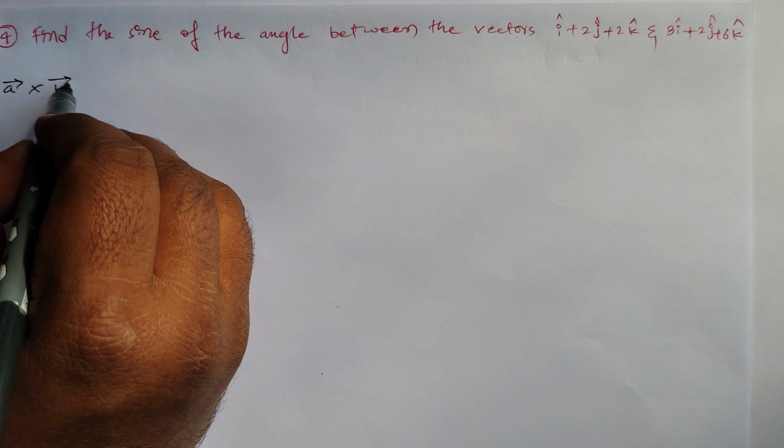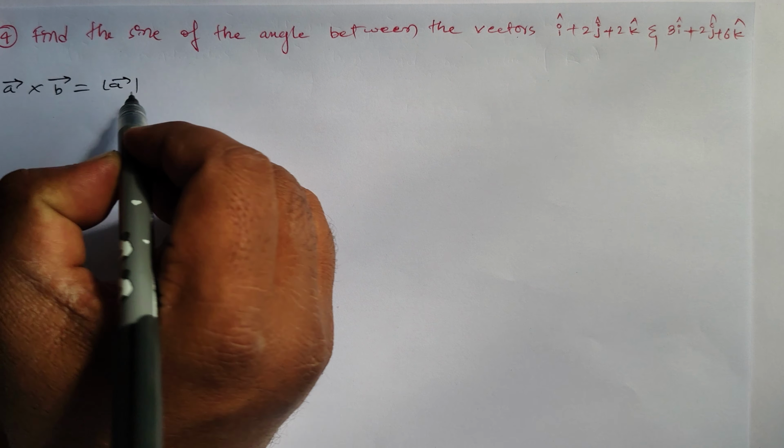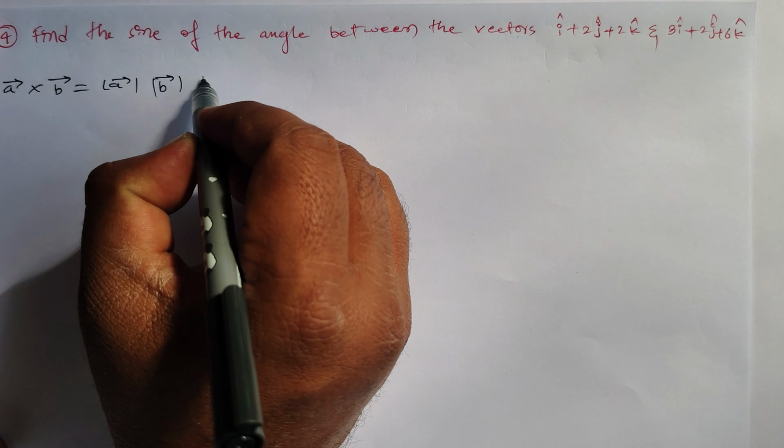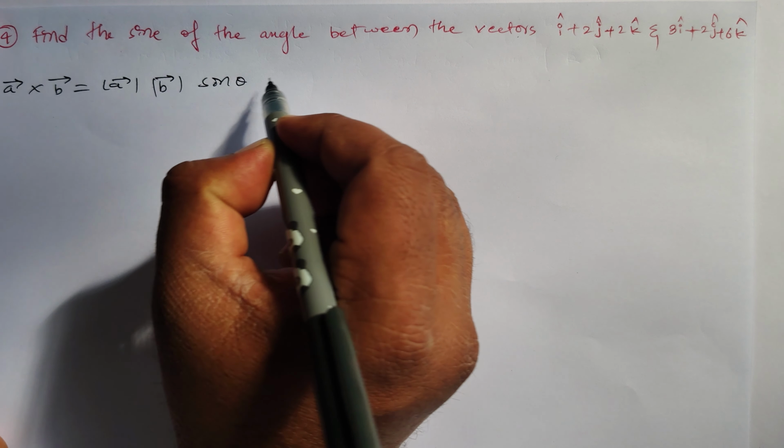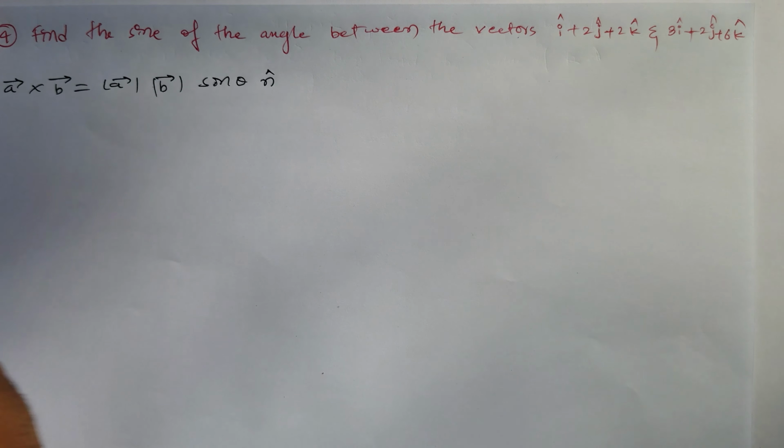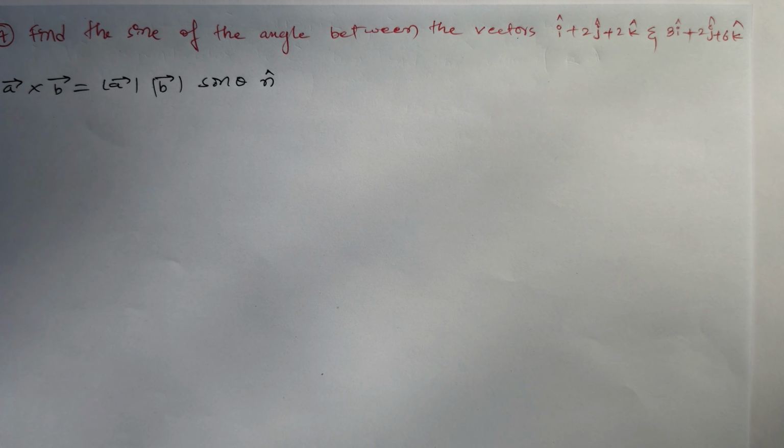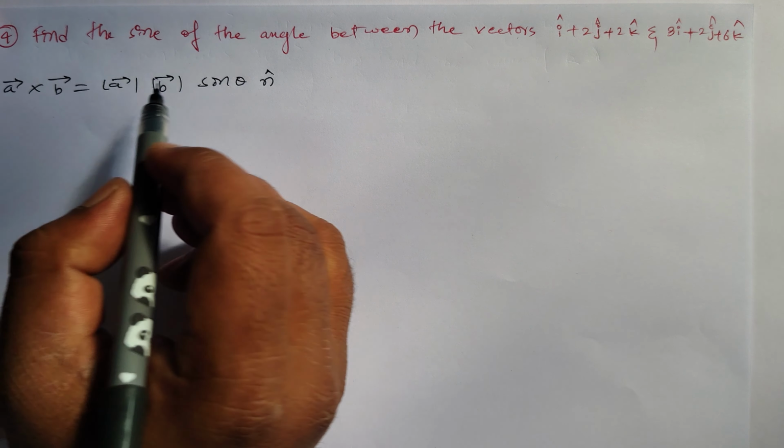A cross B vector is equal to magnitude of A vector, magnitude of B vector into sin theta into n cap. So n cap is a unit vector perpendicular to A vector and B vector. Okay, right. So what is sin theta?